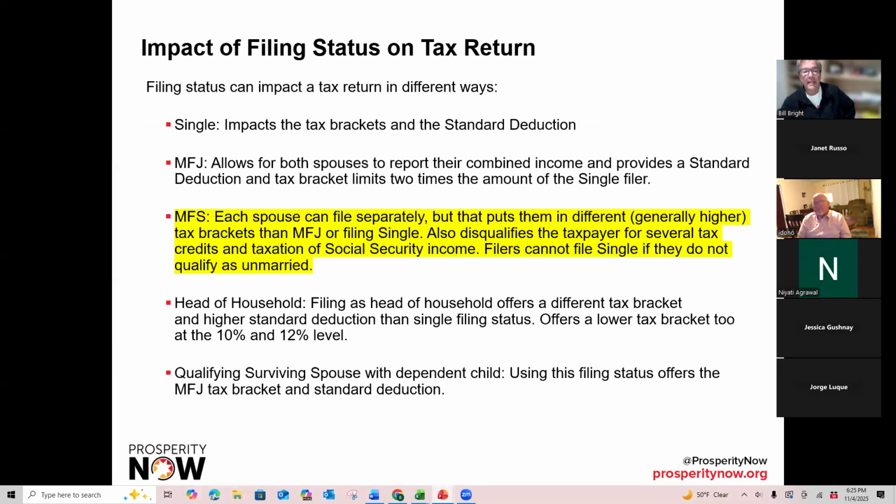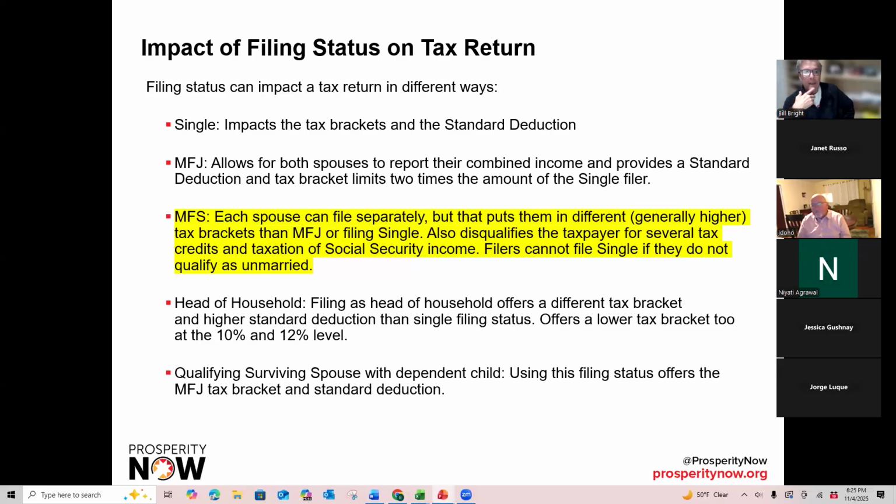So, impact on the tax return. Filing status can impact the tax return in several ways. Again, for a single person, all it really does is direct them into which tax bracket and what the standard deduction is for that year. For married filing jointly, it allows both spouses to report their combined income, doubles the standard deduction, and the tax bracket is 2 times the amount of the single filer.